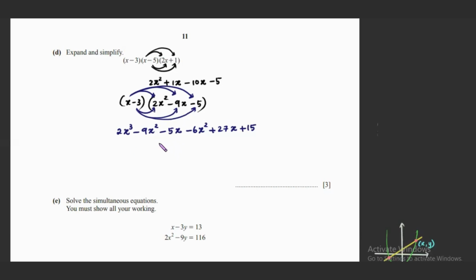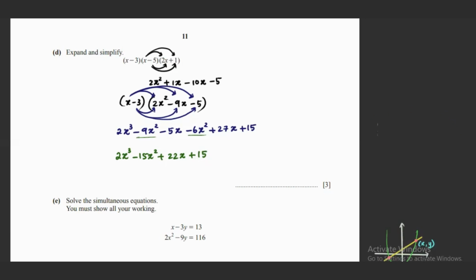Now I need to combine all the like terms that I have. So I have this 2x cubed, so I'm going to write it as it is because it does not have any other like term. When I consider this minus 9x squared, I have minus 6x squared. So minus 9x squared and minus 6x squared together is minus 15x squared. Then I have minus 5x plus 27x. Together it will be 22x, which is positive 22x. And then I have this 15. This is what I get when I expand and simplify.